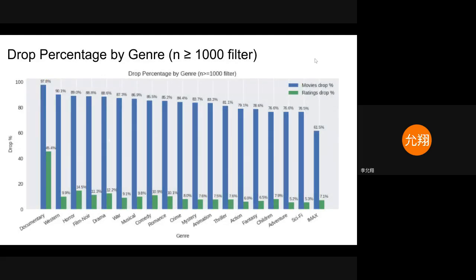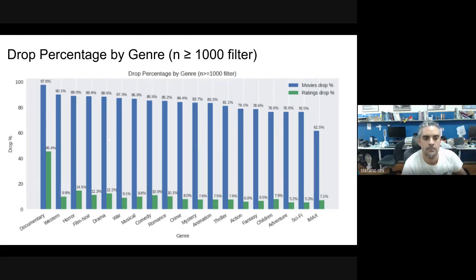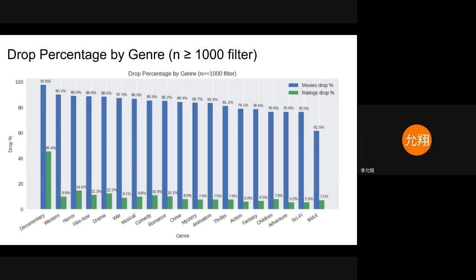And now I want to show the drop percentage by genre. This plot quantifies what the threshold filter actually removes. For each genre, I compute 2 numbers. The blue bar shows what percentage of that genre's movies are dropped by the filter, and the green bar shows what percentage of that genre's ratings are dropped as a result. As you can see, most genres lose a large fraction of their titles under the filter. For many genres, 70 to 90% of titles are below 1,000 ratings, and that's expected. Most movies are relatively obscure.